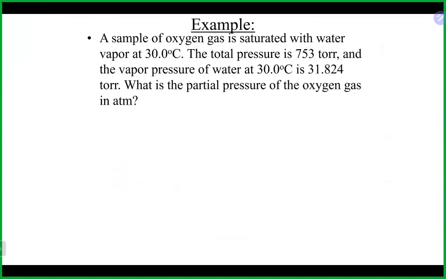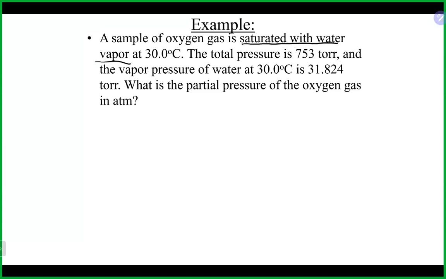So if we have a sample of gas that is saturated with water vapor at 30 degrees, the total pressure is 753 torr. The vapor pressure of water at 30 degrees is 31.824 torr. What is the partial pressure of the gas in atmospheres? Okay, so again, when I read this problem, that's the key phrase there to tell us that we're dealing with what we've been talking about, and that is this was saturated with water vapor.